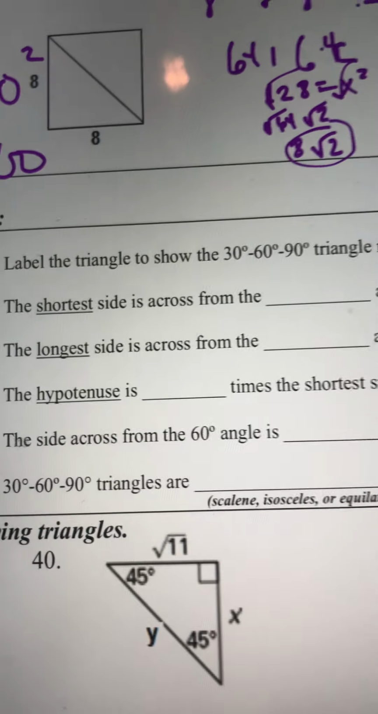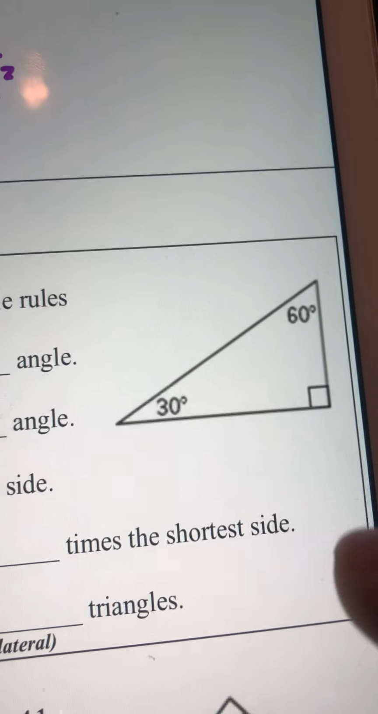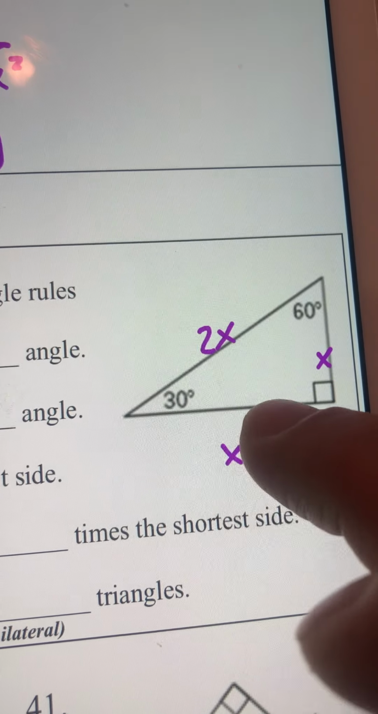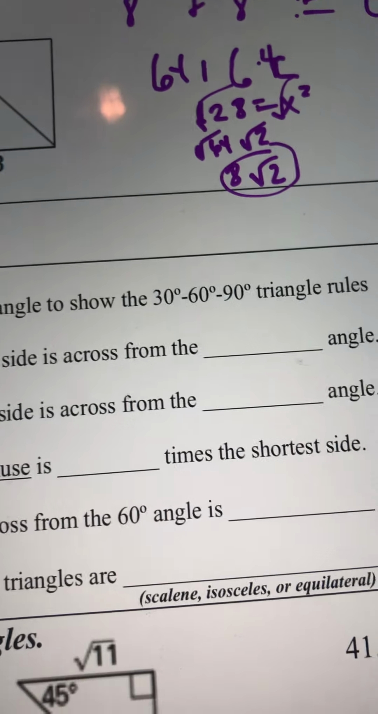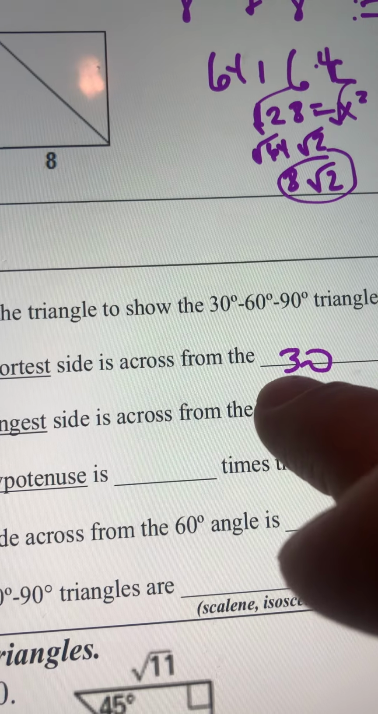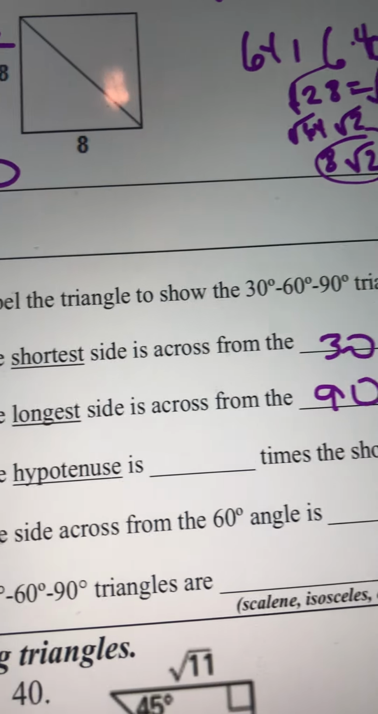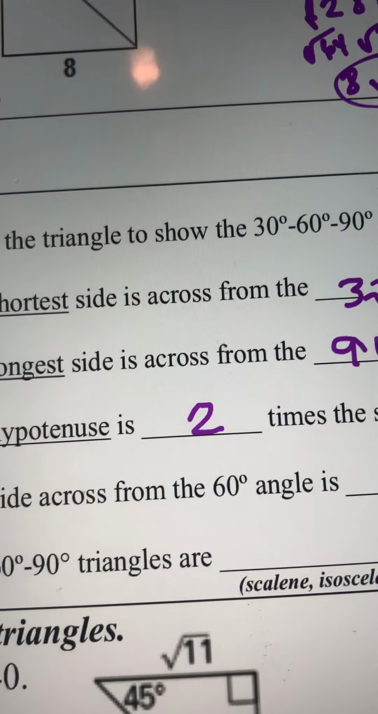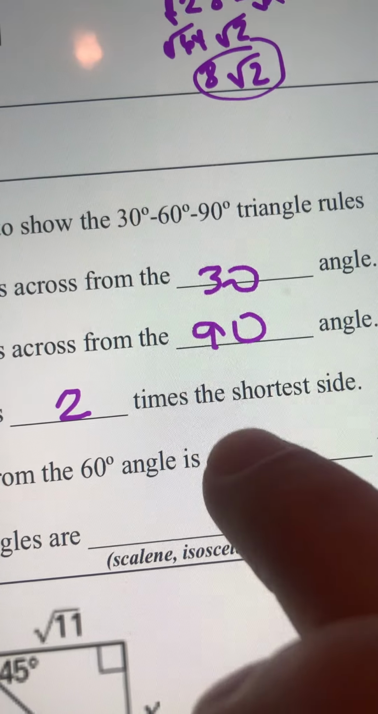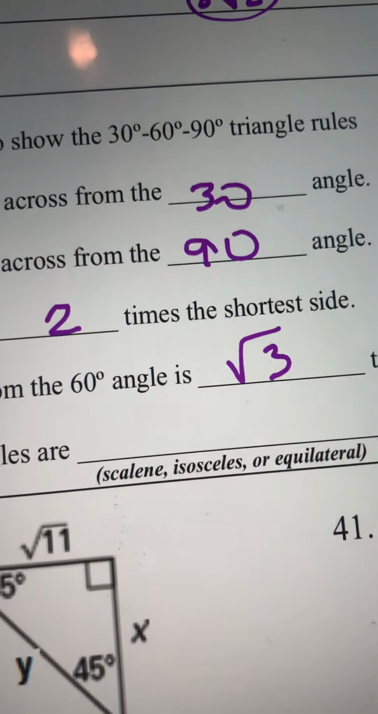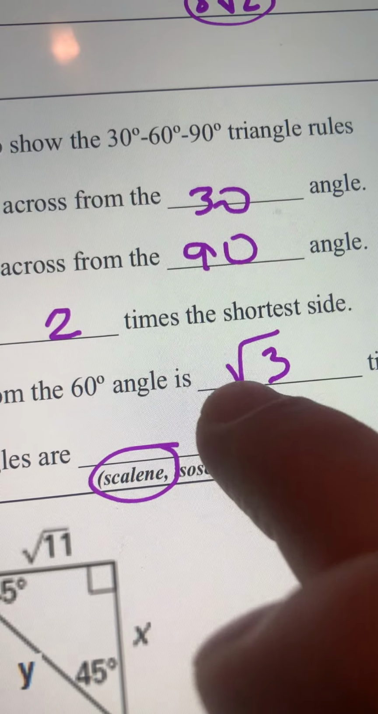And then for the 30, 60, 90, there's a little bit more, right? So it's x, 2x, x root 3. So the shortest side is across from the 30, of course, the smallest angle. The longest side is across from the biggest angle, the 90. The hypotenuse is double the short side. And the side across from the 60 is square root of 3 times the shortest side. So it's a little trickier because these are scalene right triangles.